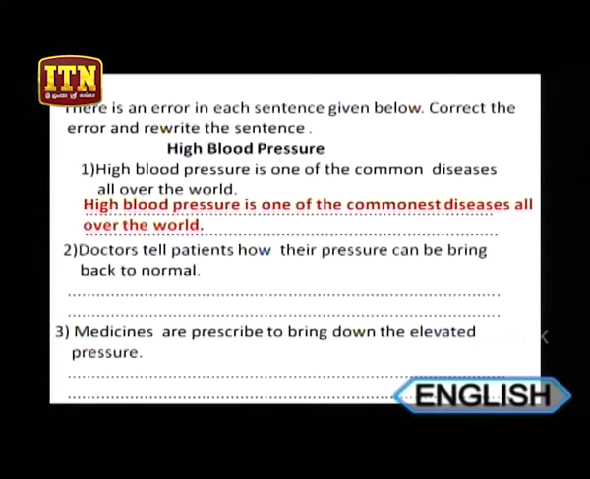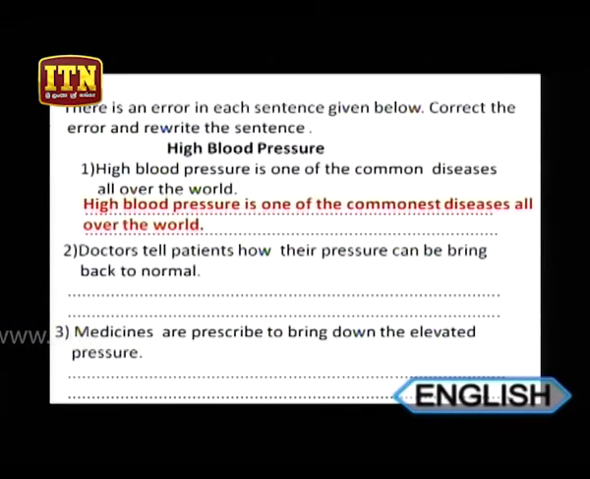In that lesson, you came across the word the, and how you use superlatives with the word the: the best, the tallest, the commonest, the fattest, the thinnest. Can you remember? Here, with the word the, the word that follows this determiner is common. So that's wrong. It has to be the commonest diseases all over the world. High blood pressure is one of the commonest diseases all over the world. When you say one of the commonest diseases, that means there are so many common diseases, and out of them, one of the commonest diseases all over the world.